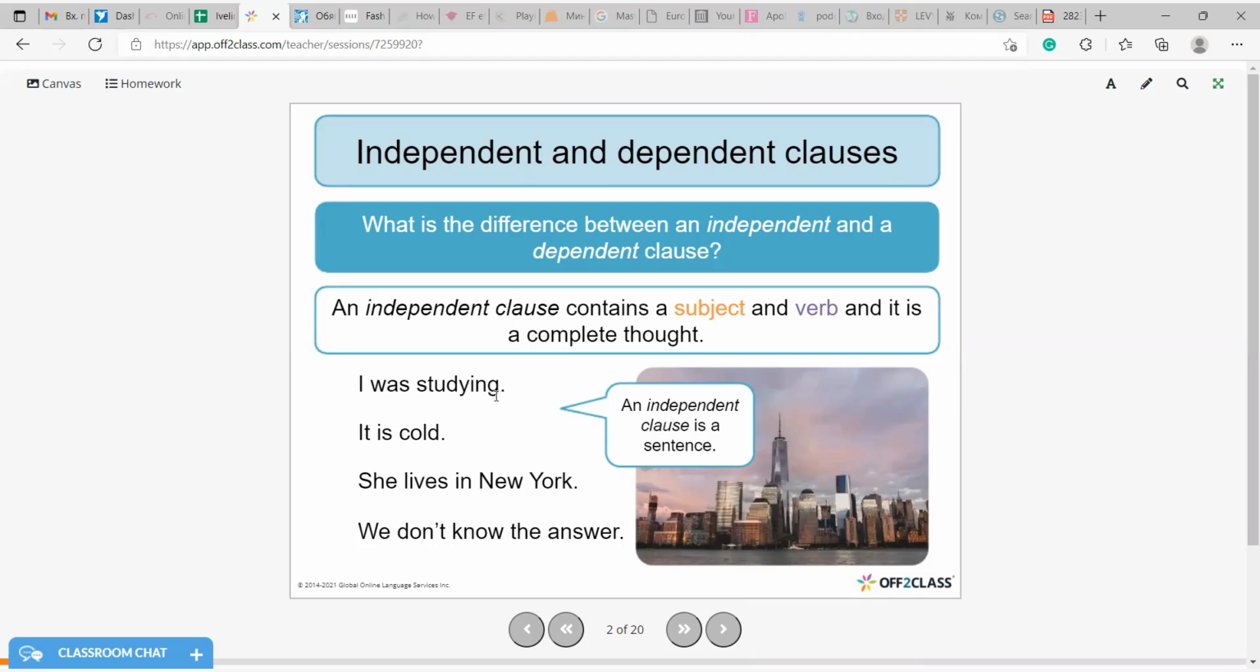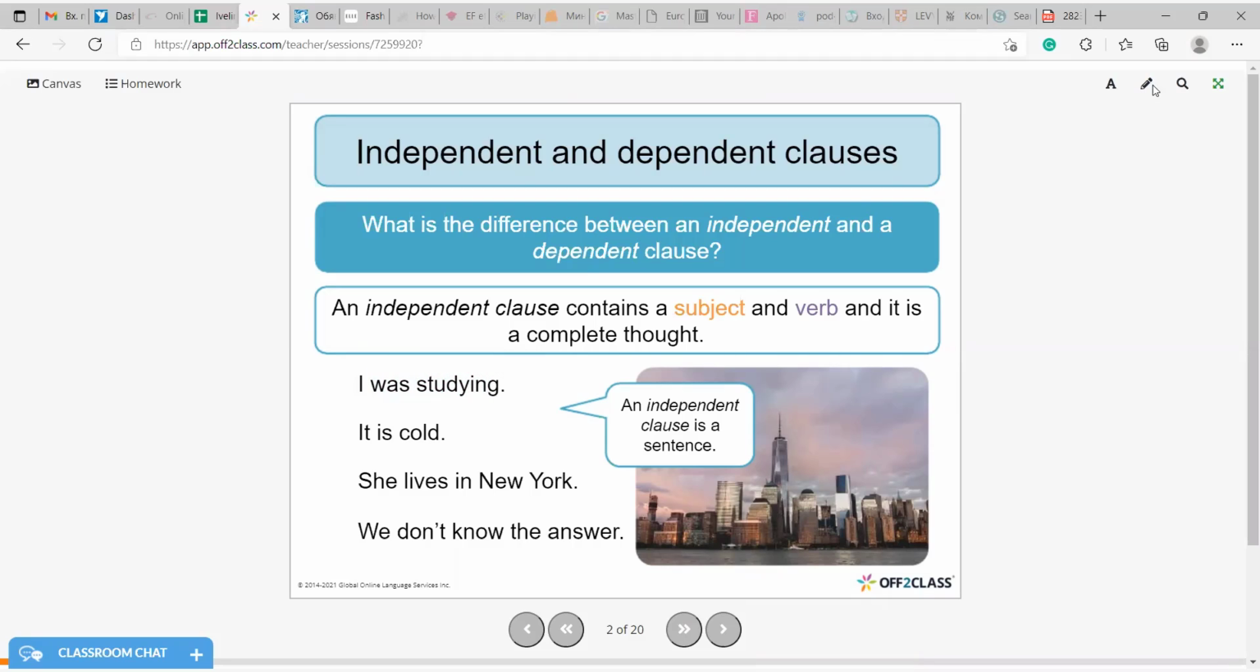Okay, so let's have a look at these sentences. I was studying. It is cold. She lives in New York. We don't know the answer. So you can see that there is a full stop. So these are sentences. In each of these, we have a subject and also a verb.